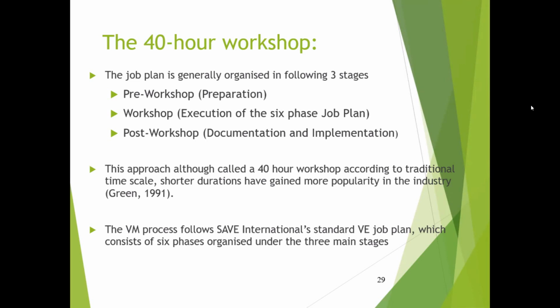Right. So the job plan consists of 3 stages. Pre-workshop, where we need to do some preparation for the workshop. Then once the workshop is done, we need to document the outcome of the workshop and implement it, which happens during the post-workshop. And then we have the actual workshop that involves 6 different phases. So we'll get into each one of the phases in detail to see what happens, who is involved, and what they are doing.